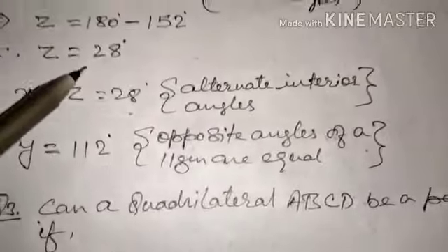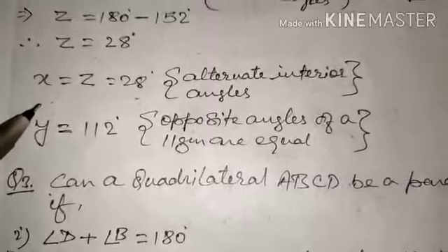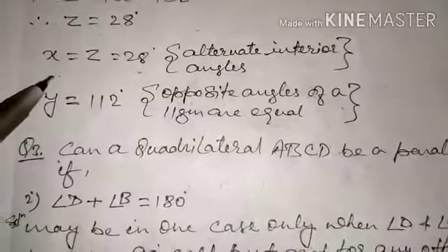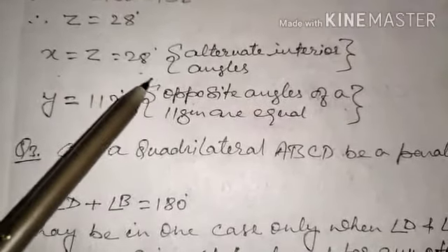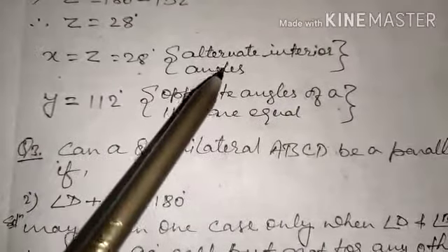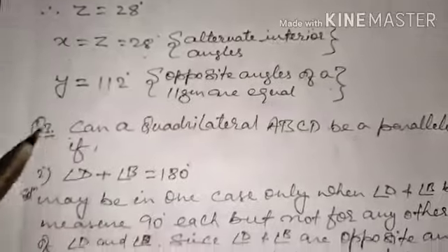So that is equal to 28 degrees. Now moving on, all you can see, x is equal to z is equal to 28 degrees. So x is equal to 28 degrees, alternate interior angles.